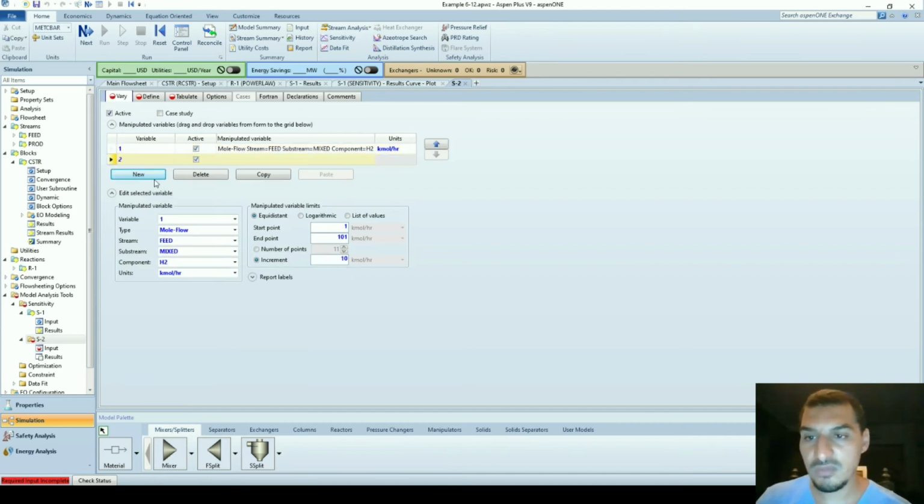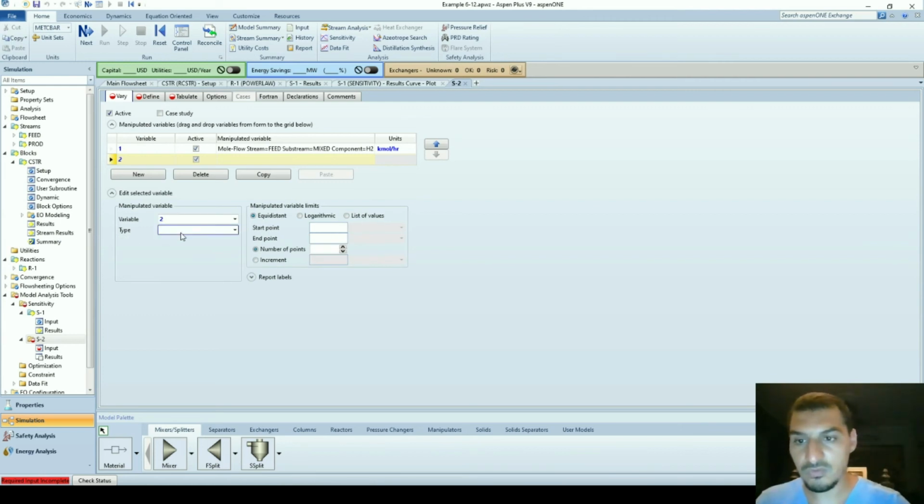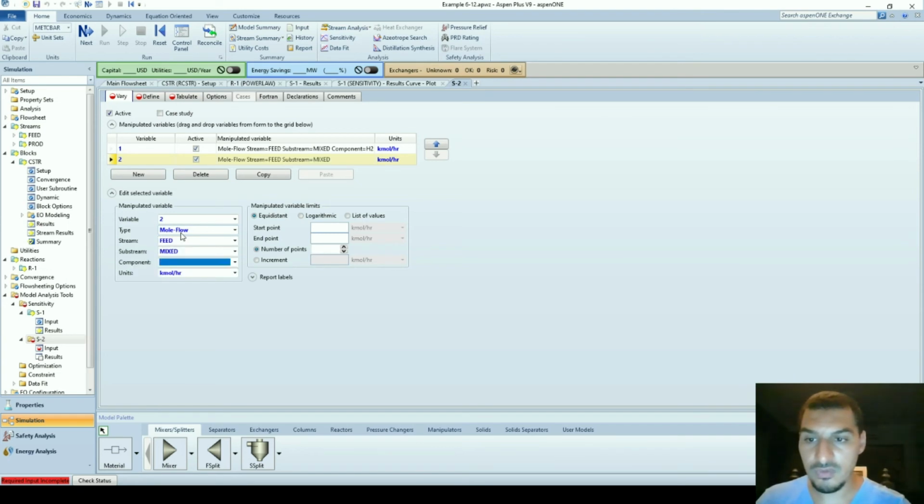And I'm gonna do the same for carbon dioxide. So for variable number 2, it's gonna be the mole flow for the feed of the component CO2. Again, I'm gonna go from 1 to, like, 71, and I'm gonna do the increment of 10. I'm using 71 here while I used 101 for hydrogen, because I know that it's better to maximize the amount of hydrogen and to minimize the amount of CO2.